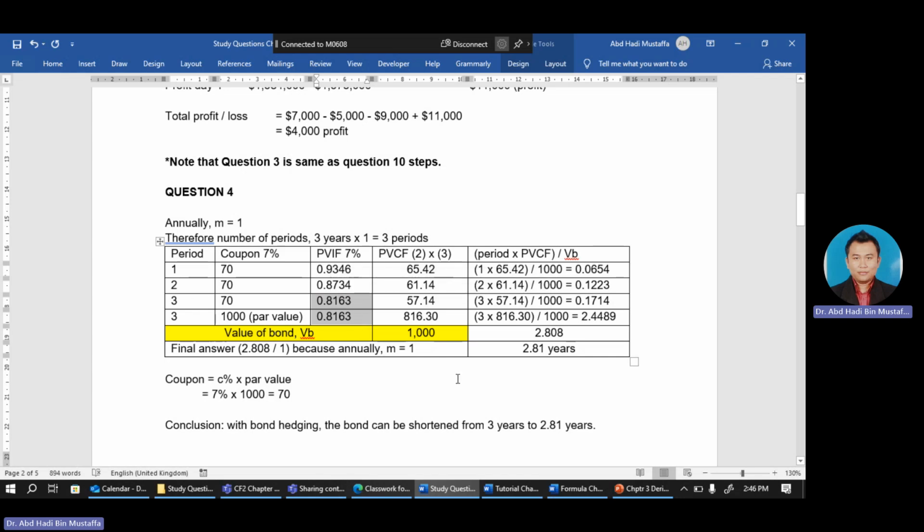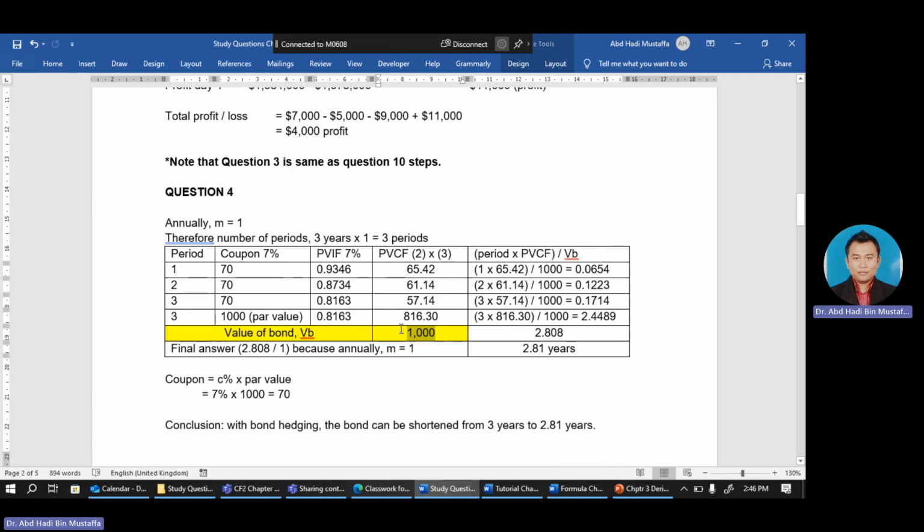Okay, the next column is column number 2 multiplied by column number 3, the PVCF. How do you get 65.42? 70 multiplied by 0.9346. Then the same thing, 70 multiplied by 0.8734, you get this answer. Just take two decimals. 70 multiplied by 0.8163, you get this answer. And 1000 multiplied by this one, you get the same answer. If you add everything, you will get the value of the bond, VB.